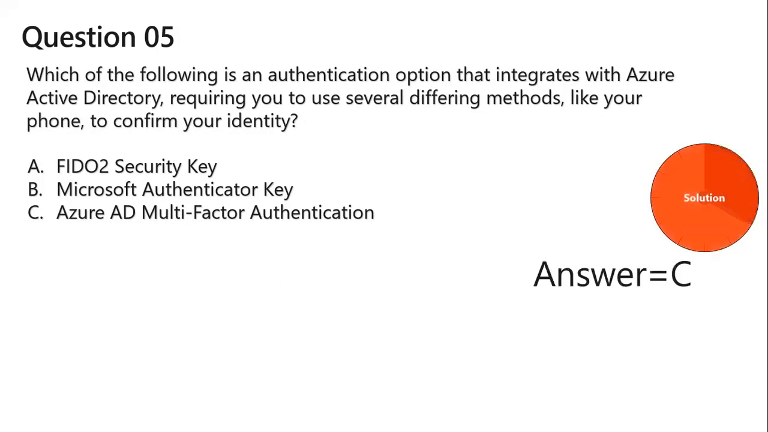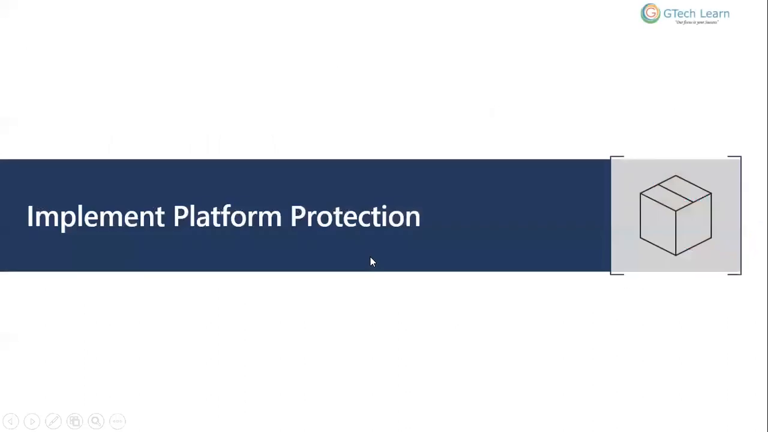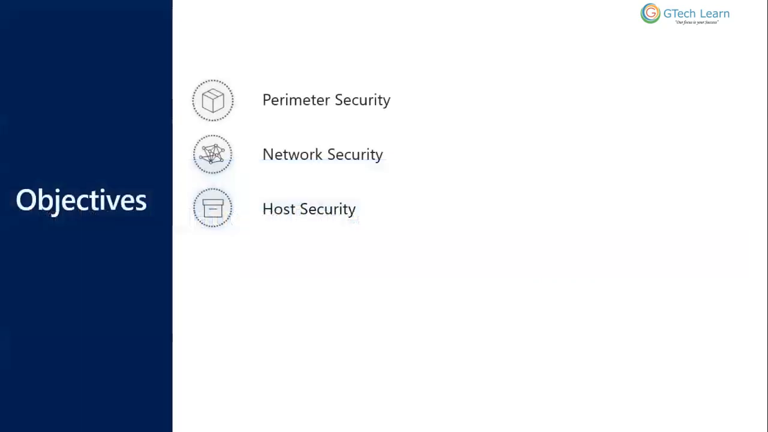Yes, so for this one, the correct answer is C. So that is all in here. And moving to the next objective domain of the AZ-500 exam, that is implement platform protection. Talking about this objective, we have the main topics: perimeter security, network security, and host security.